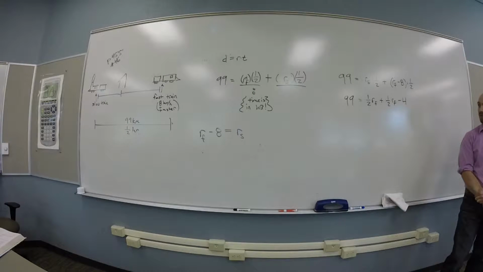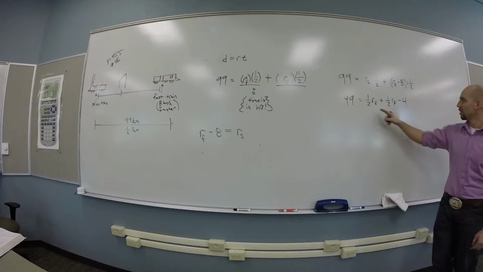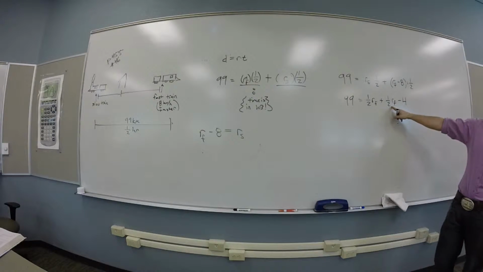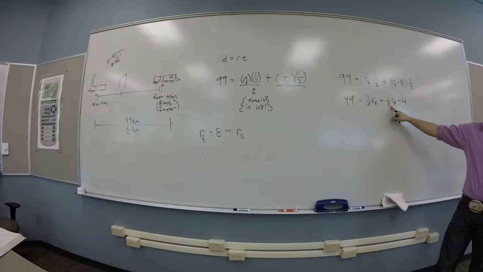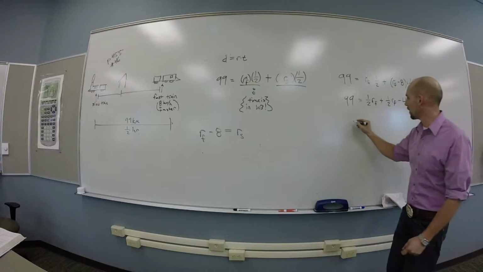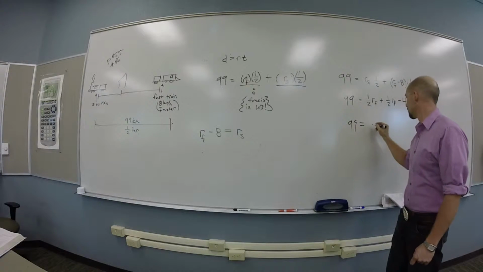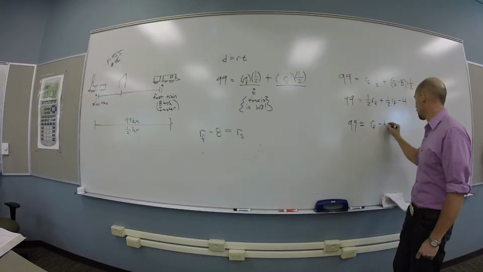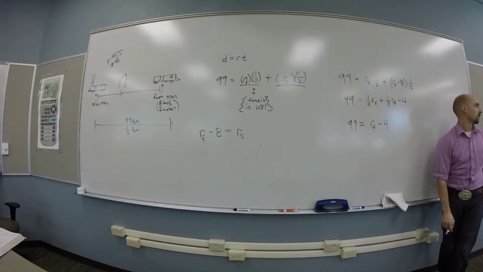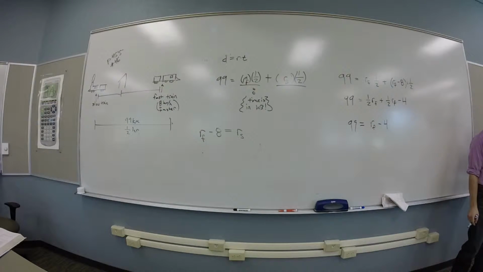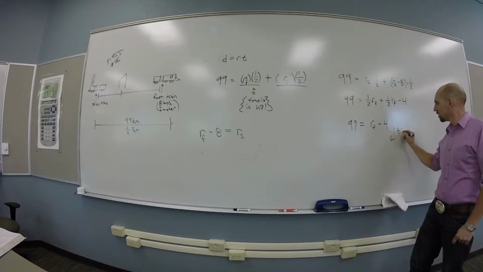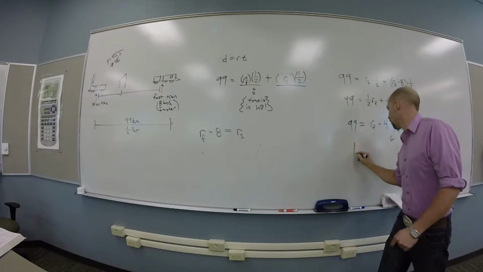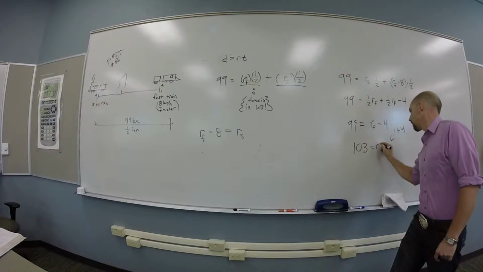So what do I do? Combine like terms. So I've got, what's that stuff? 1. Okay, so I've got 99 is the rate of the fast train minus 4. So I can add 4 to both sides. So I get 103 is the rate of the fast train.